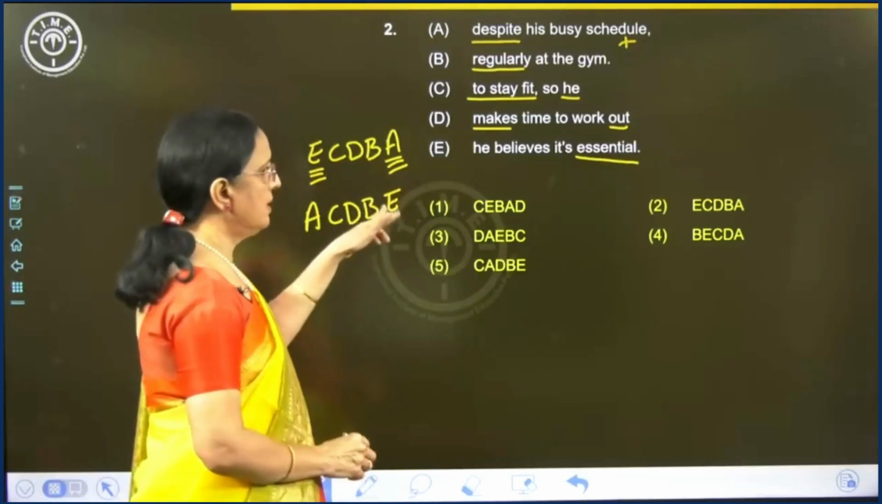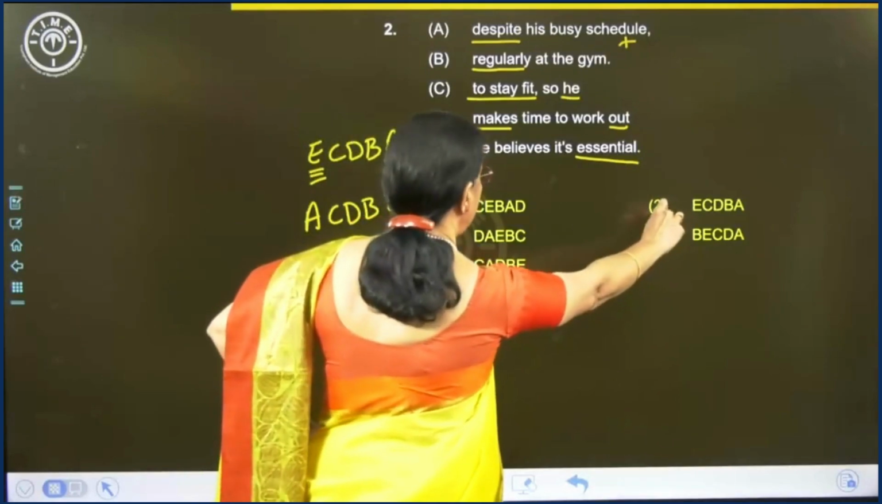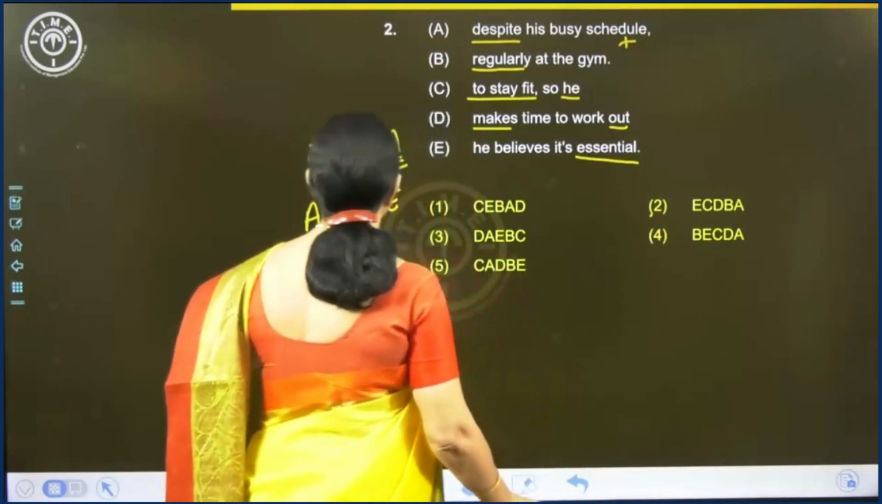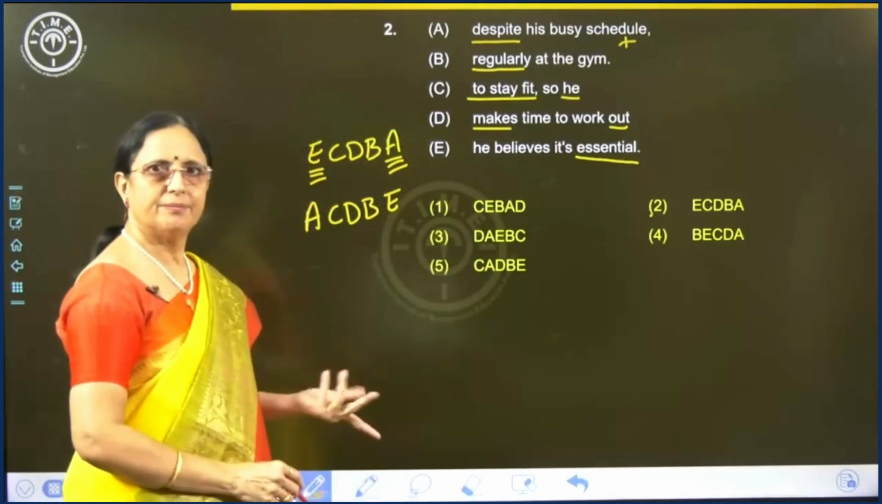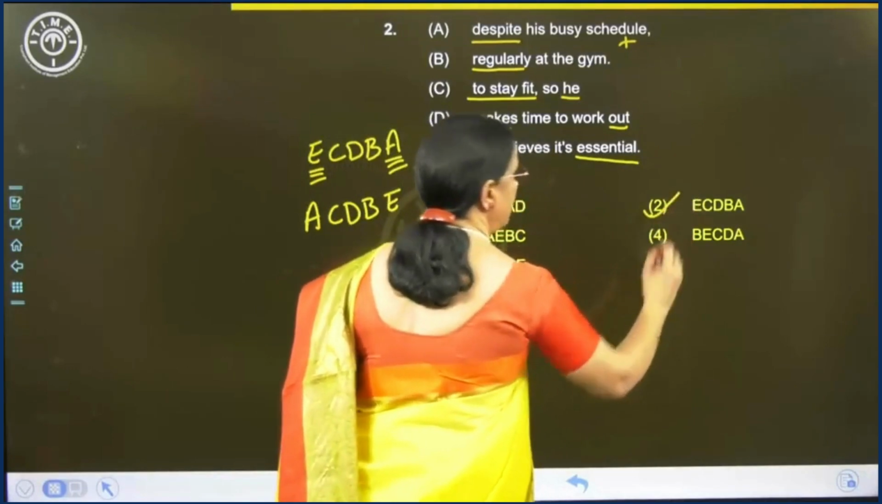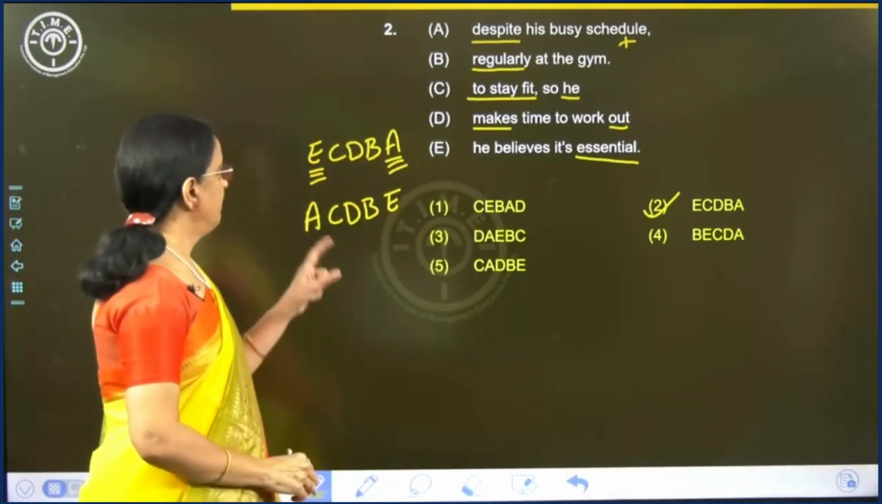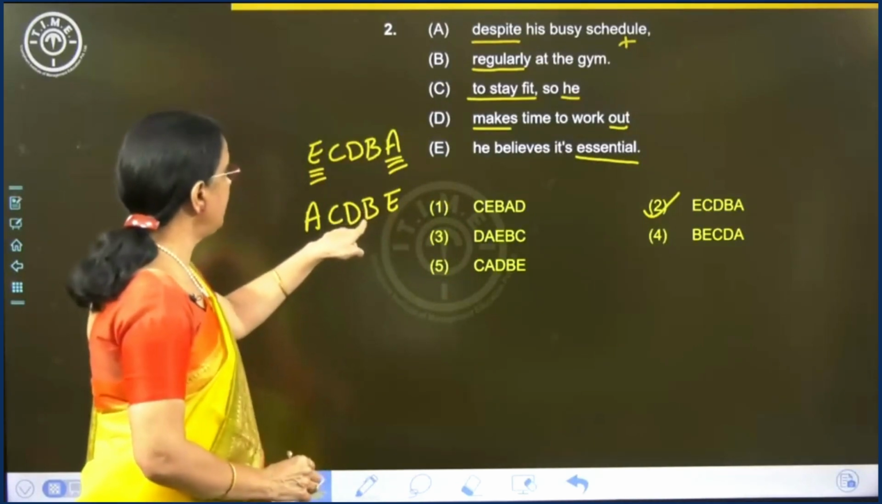Which choice has the combinations? Ready? ECDBA. ECDBA is here. All right. ACDBE. You don't have ACDBE. Do you understand? So, answer is ECDBA. But I don't say this is wrong. Remember that. Right? Let's read.